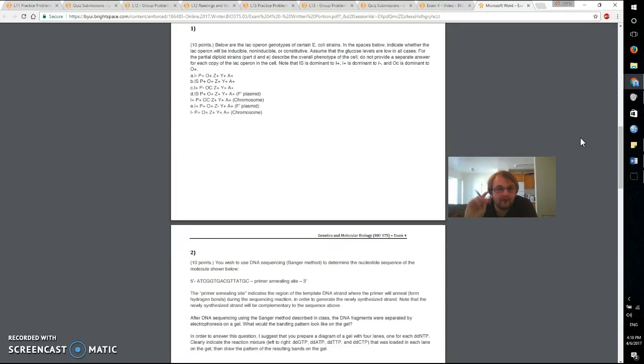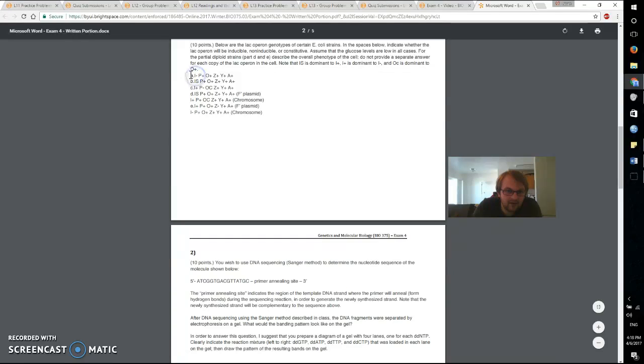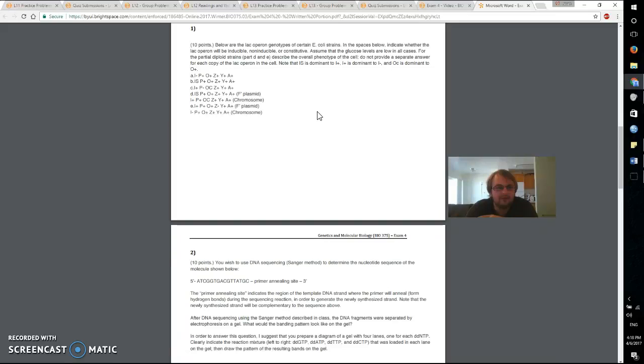So, we got our first one up here. Let me see if I can highlight. You got L negative, P positive, O positive, Z positive, Y positive, and A positive. So Z, Y, and A are structural for the lac operon, and in almost all cases here are positive. So really we're going to focus, at least for the first 4, on the I, P, O, and Z.